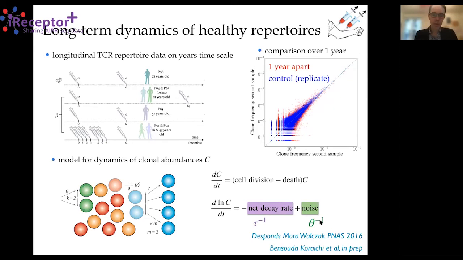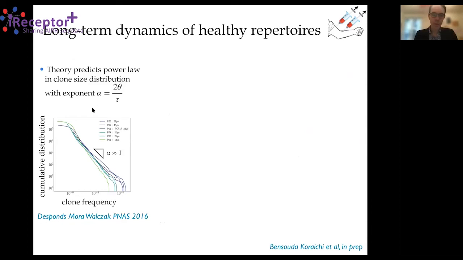One thing that we found back in 2016, and it was actually the motivation for this sort of model, is that one can solve this model mathematically. In particular, one can show that the steady state distribution of clone sizes that results from this model is predicted to be a power law, with a particular exponent that's just given by the ratio of the two time parameters I introduced.